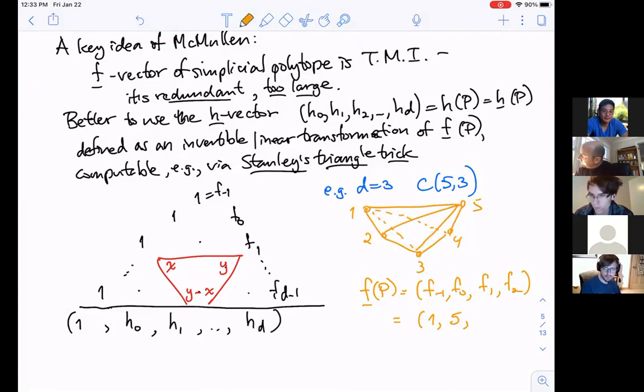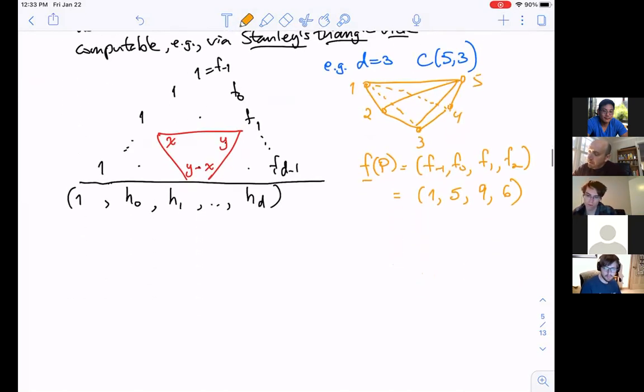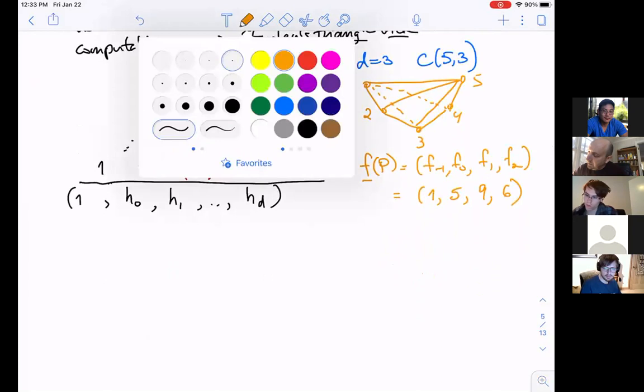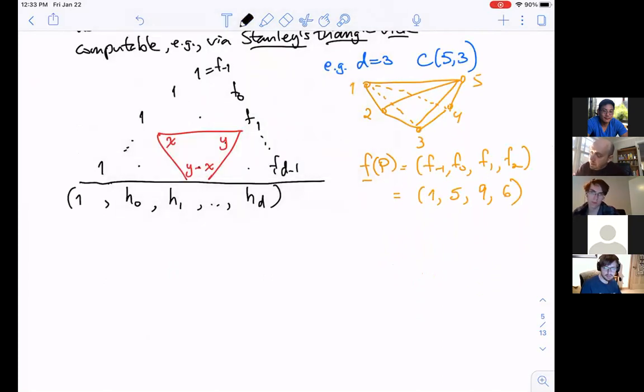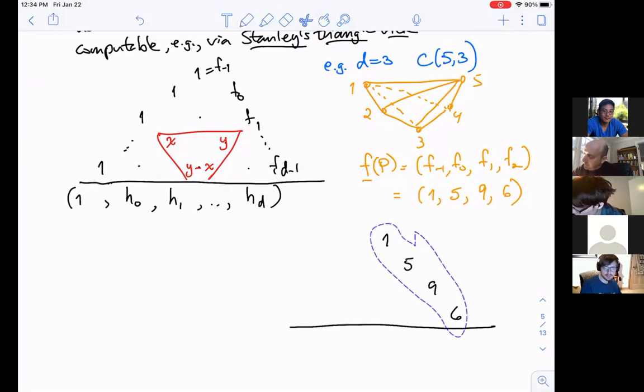Did I get 9 right? Yeah, 9. I don't trust my notes anymore. And then the triangular faces on the boundary, 1, 2, 3 in the front, and then 3 in the back is 6. And so I'm going to use that to compute the h vector instead. So I put the 1, the 5, the 9, and the 6 up there. That's my f's.